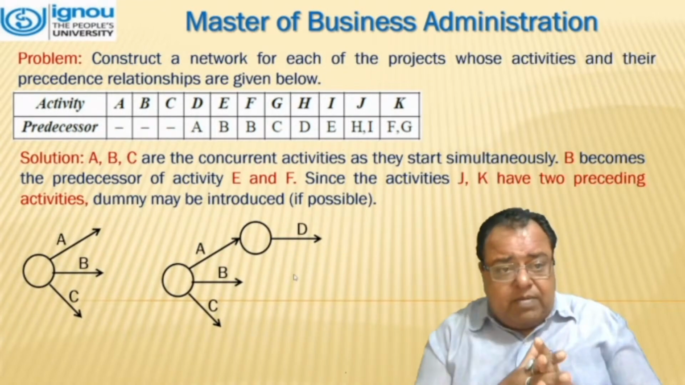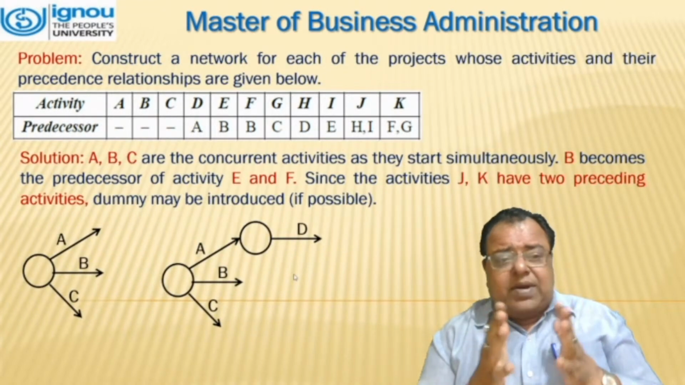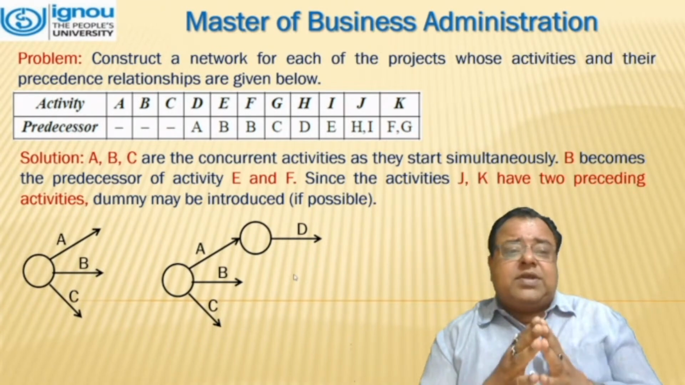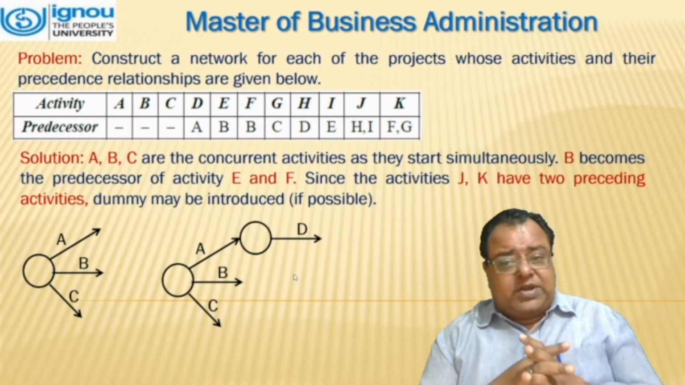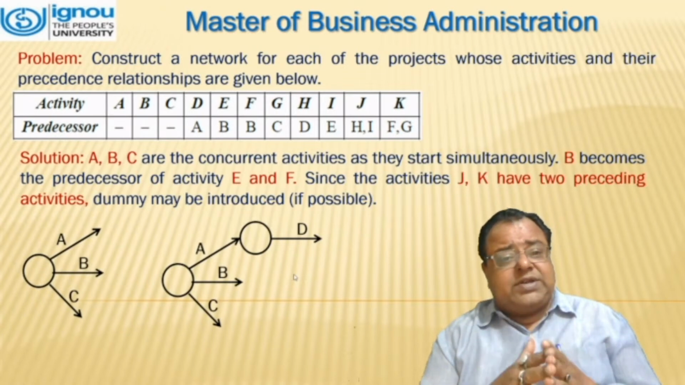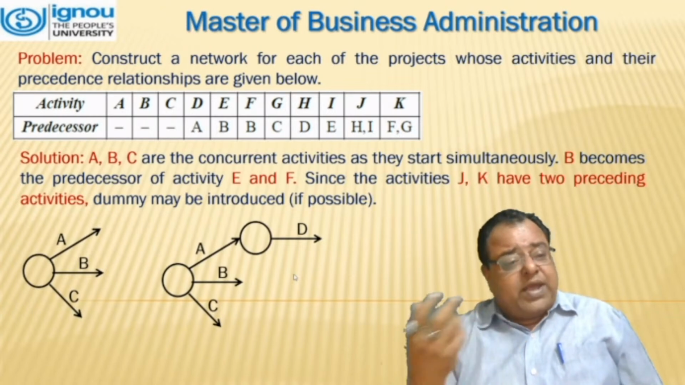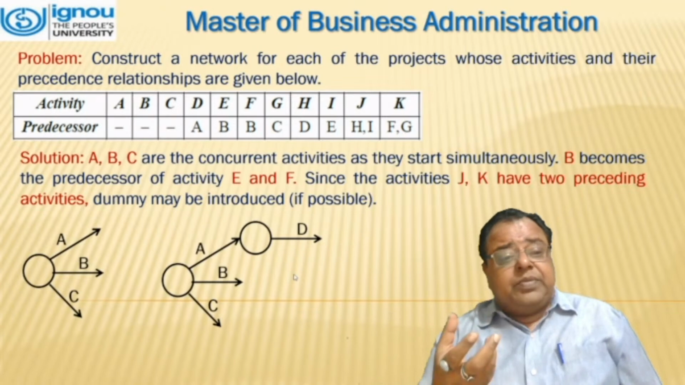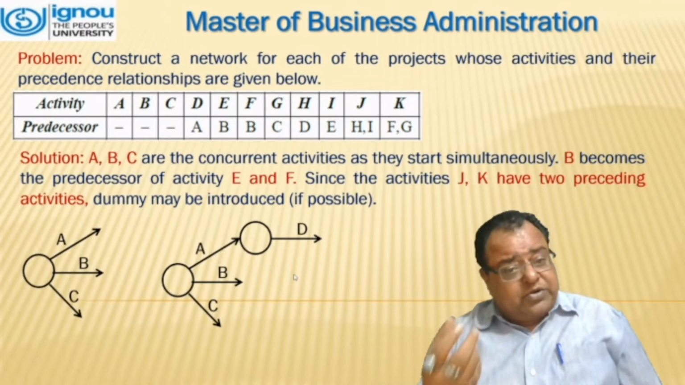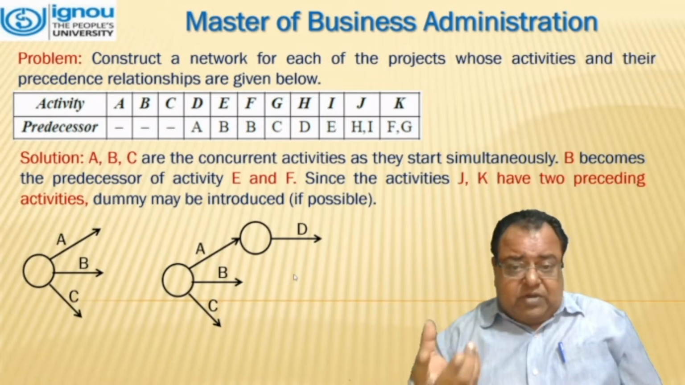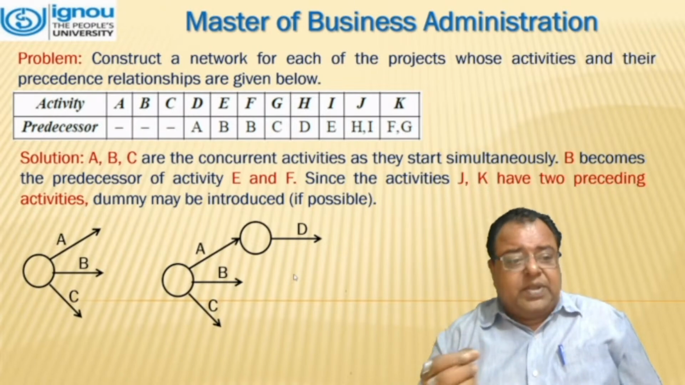Now we will take a problem and try to understand how this is drawn. The problem is: construct a network for the project whose activities and their precedence relationships are given in this tabular form. The activities are from A to K, and the predecessor activities are shown in the table. Now, how does this have to be processed and drawn?